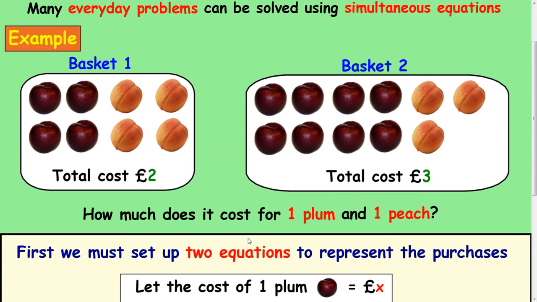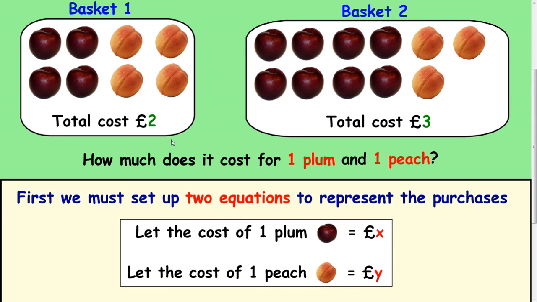What I would do is work out what letter to use for plums and peaches. Now, if you start picking P's for both, you're going to get into all sorts of mess. What I would suggest is you make a wee statement and say, let the cost of a plum be x and let the cost of a peach be y. If they were different letters, like an apple and a peach, maybe you could use A's and P's. In this case, I'm going to go for x's and y's.